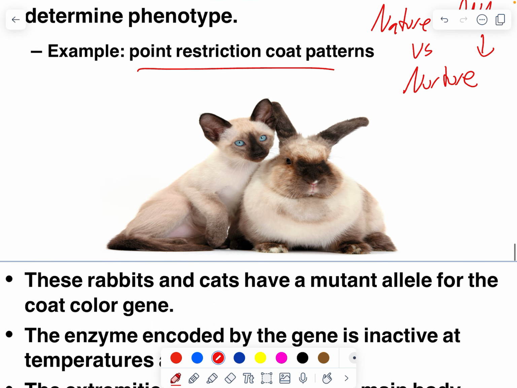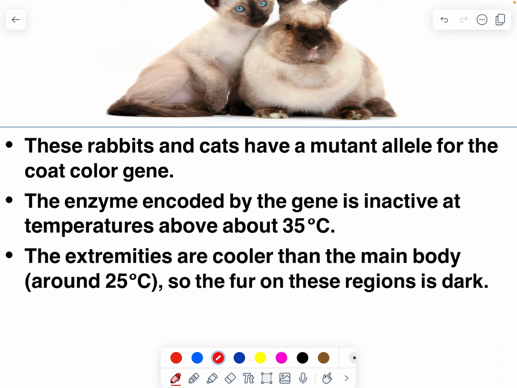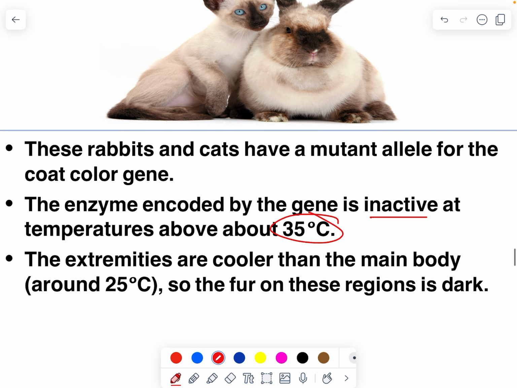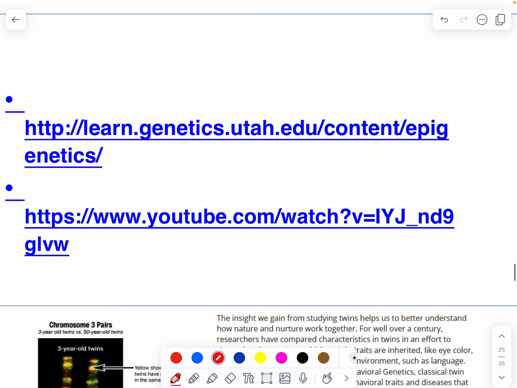So point restriction coat in rabbits. These rabbits have a mutant allele for a coat color gene. The enzyme encoded by the gene is inactive at temperatures above 35 Celsius. But when it gets super cold, which our extremities do, the fur in this region gets dark to increase absorption of sunlight rays, right? And to warm up the body, right? Especially these extremity regions, okay? And so epigenetics is fascinating. I'm going to show you some stuff in class, of course, because since we're saving time, we get to kind of talk and work on stuff and watch some videos.